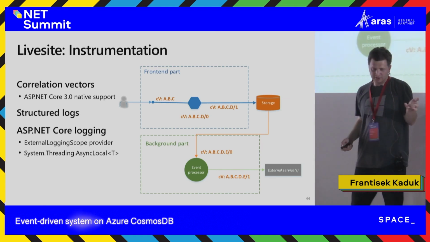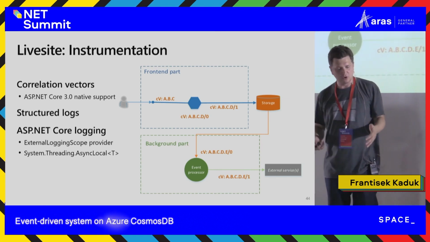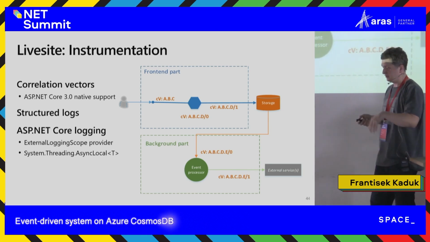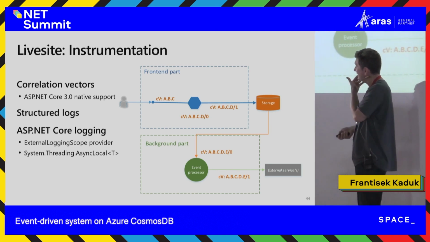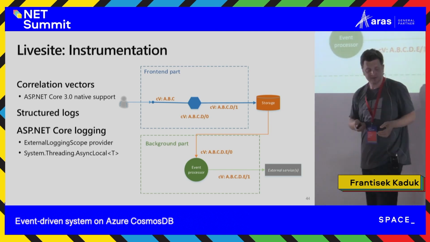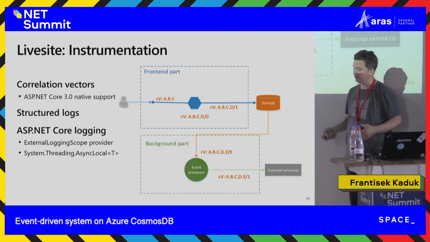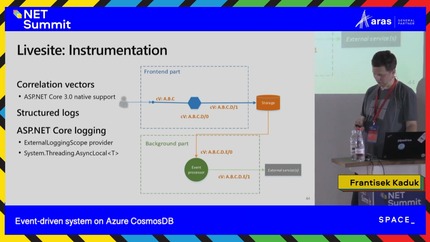We were leveraging, as we are working on ASP.NET Core 3.0, which will have the native version for it on inbound. Also for outbound, we are using this external login scope, the provider, which is working on top of the async local.